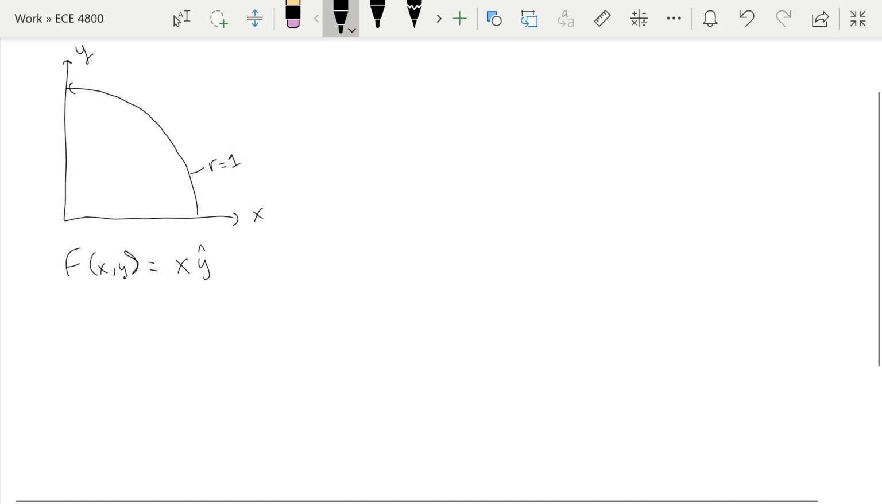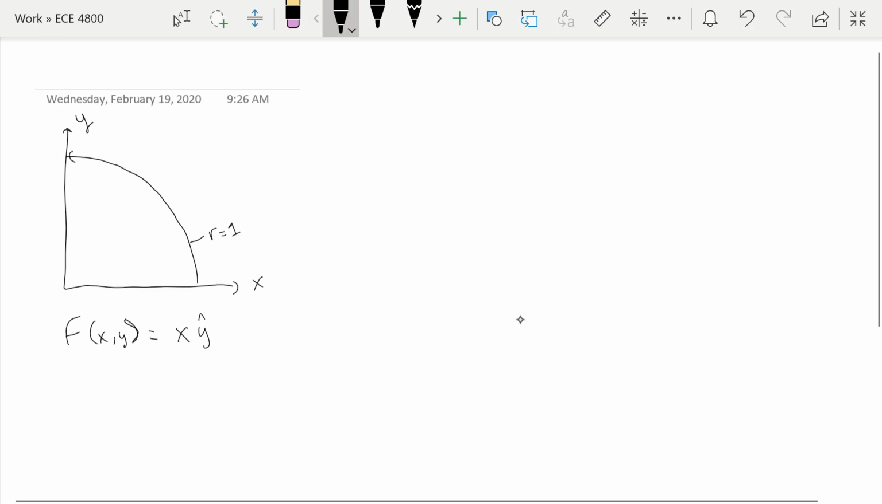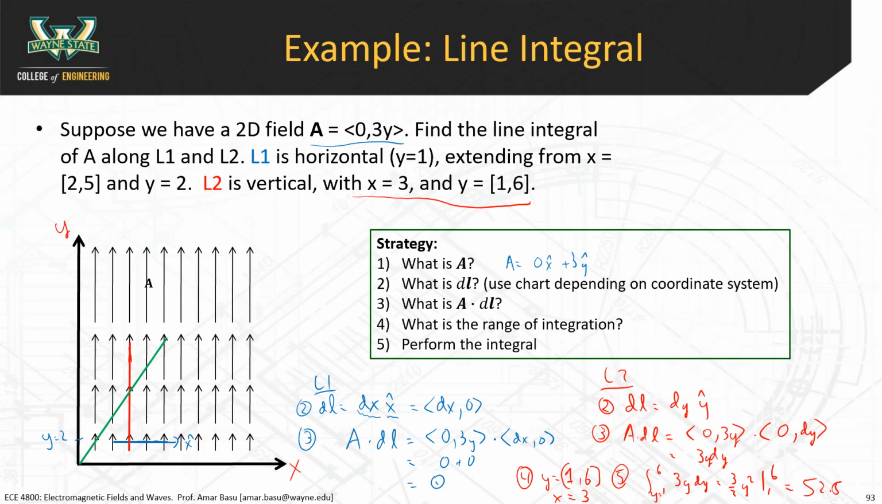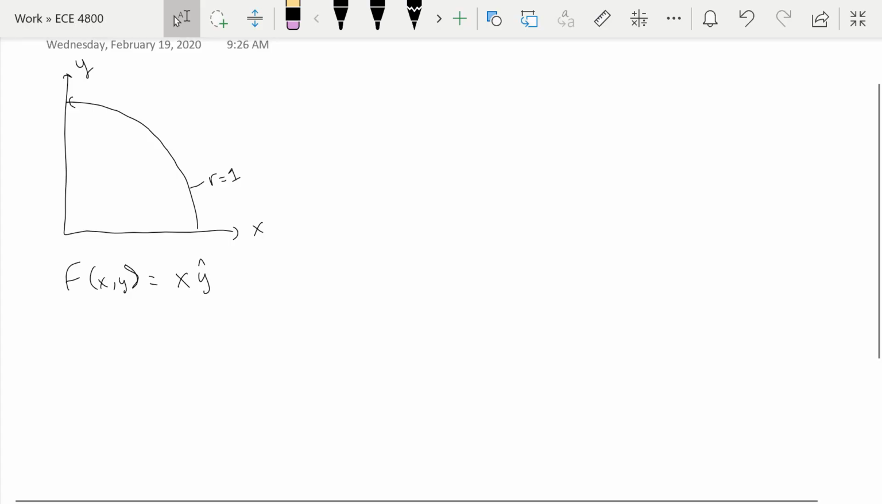Okay, so how do we solve this problem? The first thing we have to do is choose a coordinate system. So using our same strategy, we have to do what is A, what is dl, what is A dot dl, what is the range of integration, perform the integral. In this case, we actually have to do some work on this first step, what is A? Because we're going to do this problem in cylindrical coordinates, but our A is given in Cartesian coordinates. So the first step, what is A? So let's do a conversion.